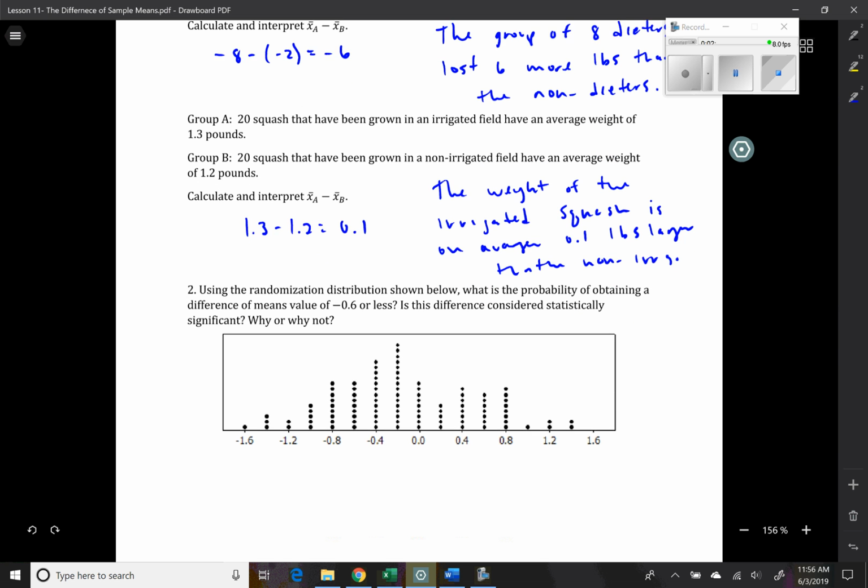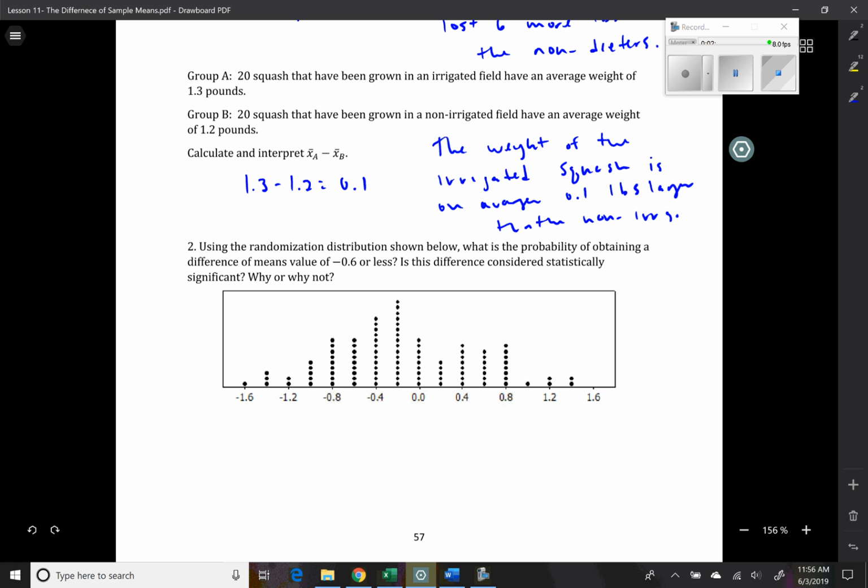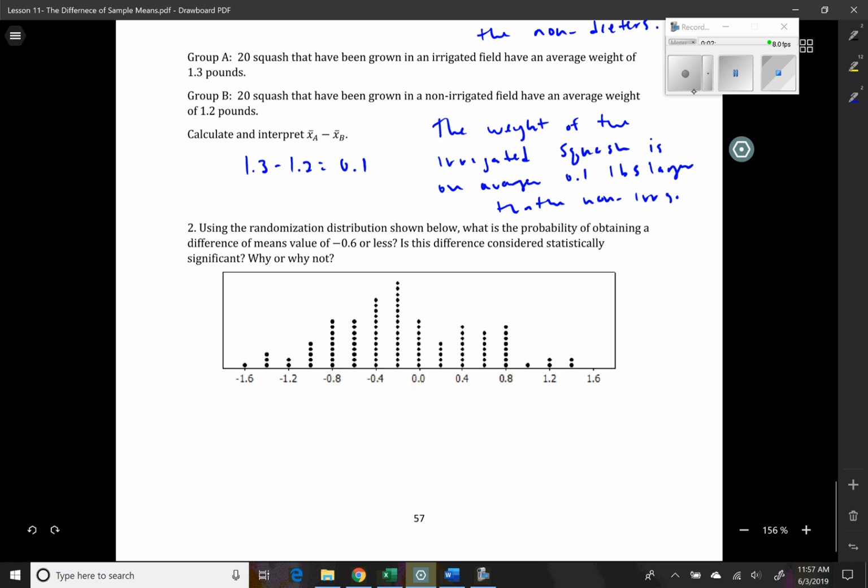Moving right along. So for number 2, it gives us this randomized difference of sample means distribution chart. And we want to find the probability of the difference being less than or equal to -0.6. Well, we need to figure out where -0.6 is on our chart. So here's -0.4, here's -0.8. So this column of dots is going to be -0.6. So we're talking about all of these dots here.